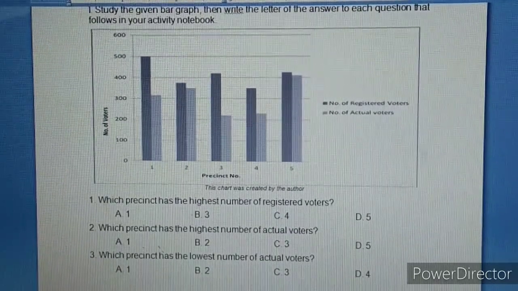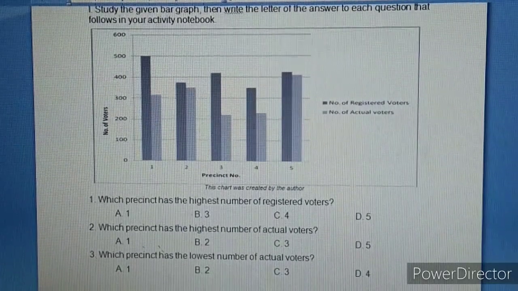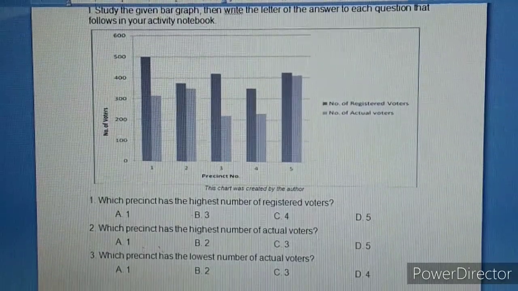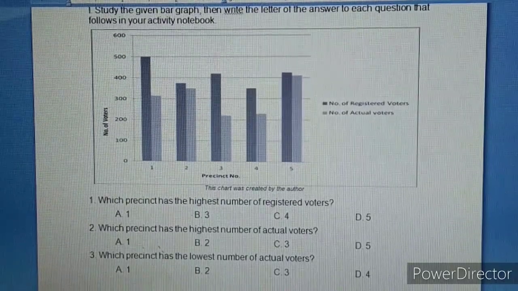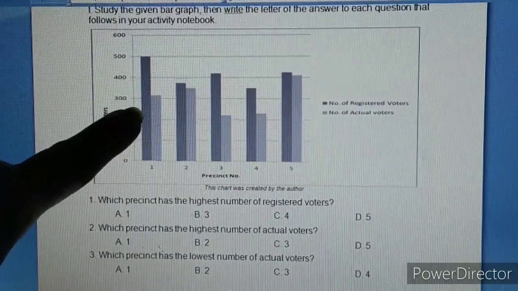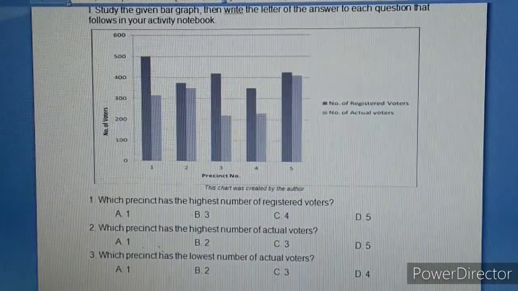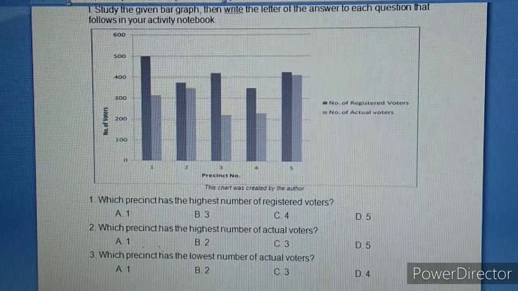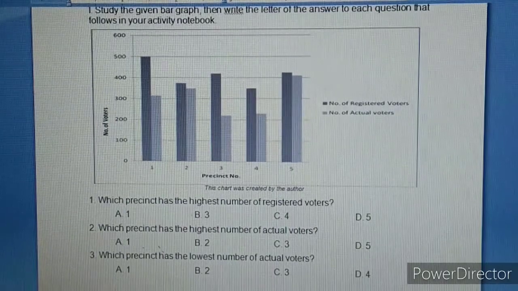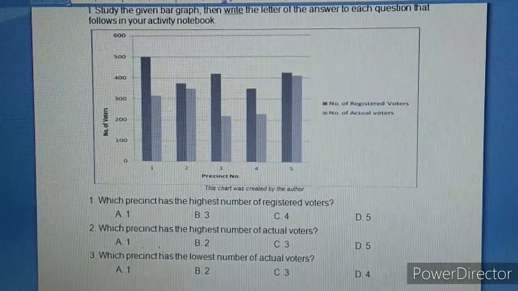Number 1. Based on the given bar graph, which precinct has the highest number of registered voters? A. 1, B. 3, C. 4, and D. 5. As you can see in the graph, this one has the highest registered voters. So the correct answer is letter A. Now let's move on to number 2. Which precinct has the highest number of actual voters?